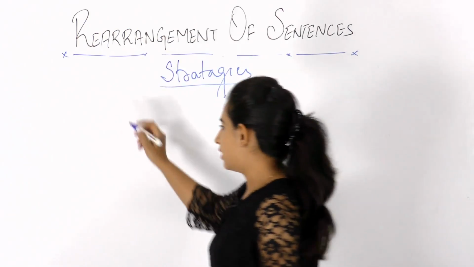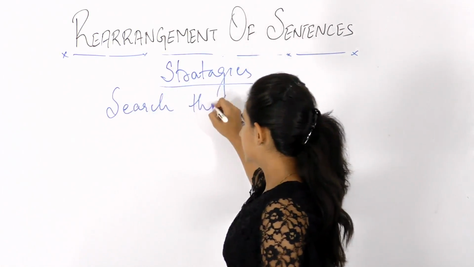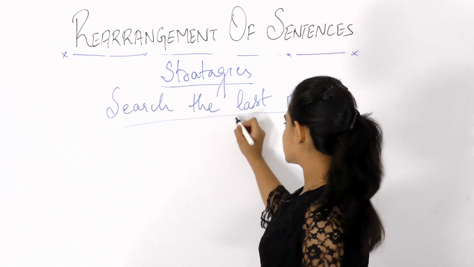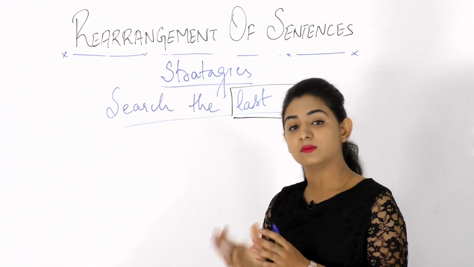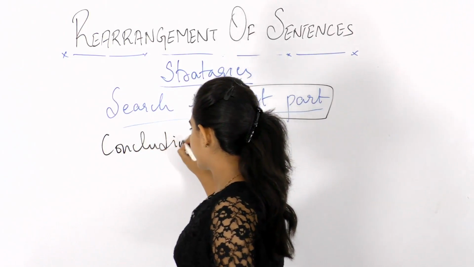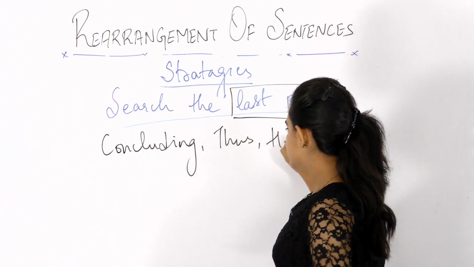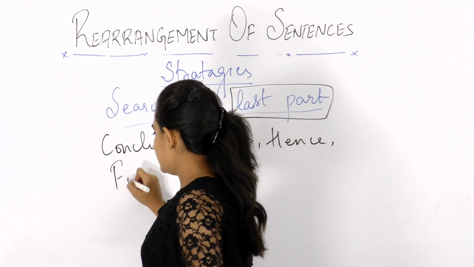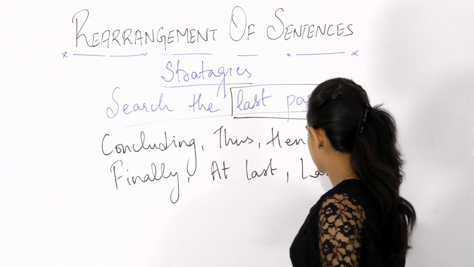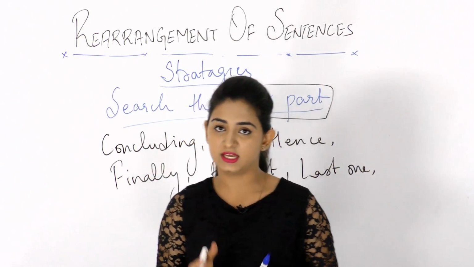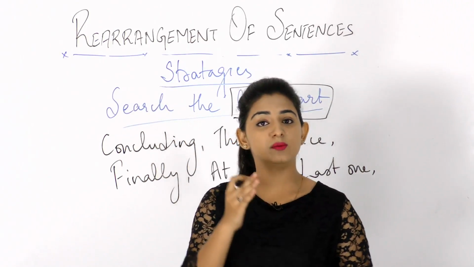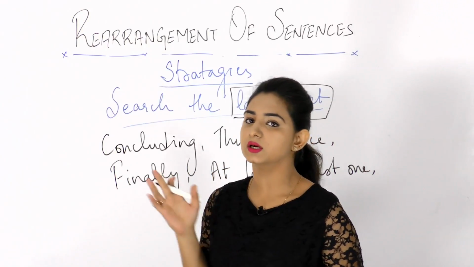Now let's move further. Now what we have to do is search the last part. As we all know, the last part contains something which concludes, or a summary of something. So we have words like concluding, thus, hence, finally, at last. If we have words like this mentioned in a sentence, this sentence will be placed last. Now here you have known which will be the first part, which will be the central part, and which will be the last part.